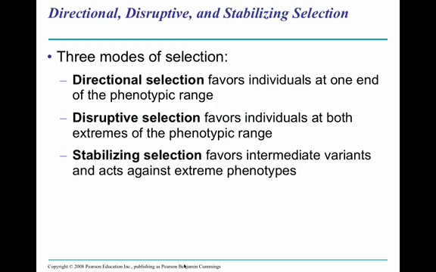The second form, disruptive selection, favors individuals at both extremes of a phenotypic range. The third type is stabilizing selection, and it favors intermediate variants, acting against extreme phenotypes that would be at the ends of the phenotypic range.